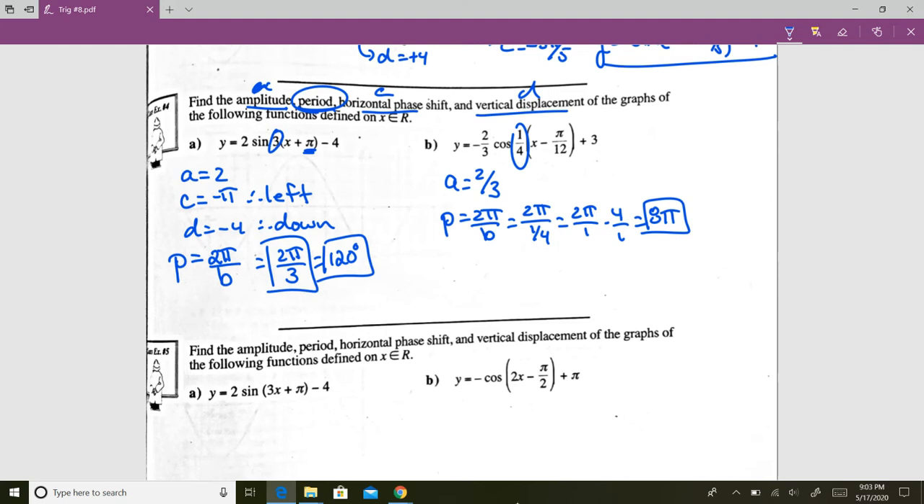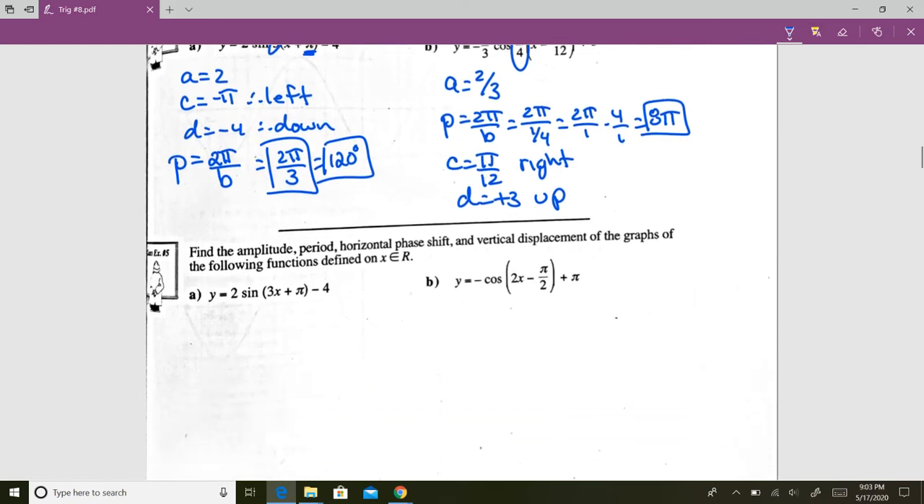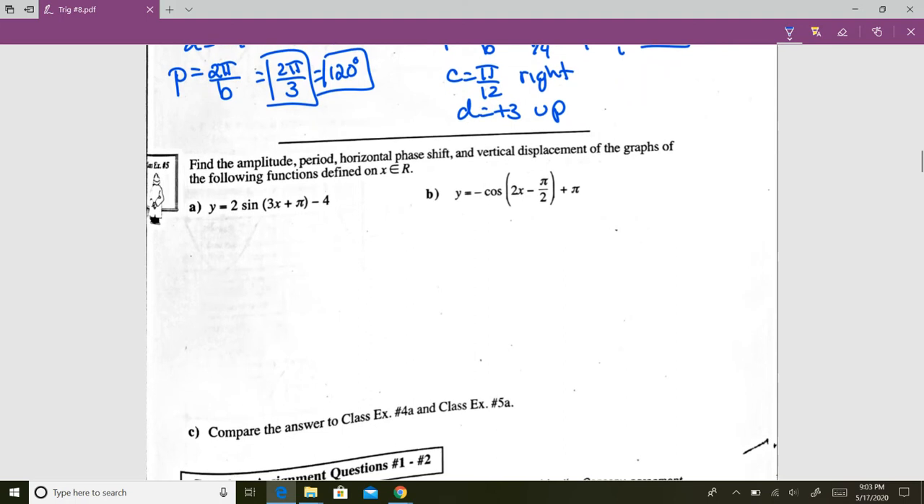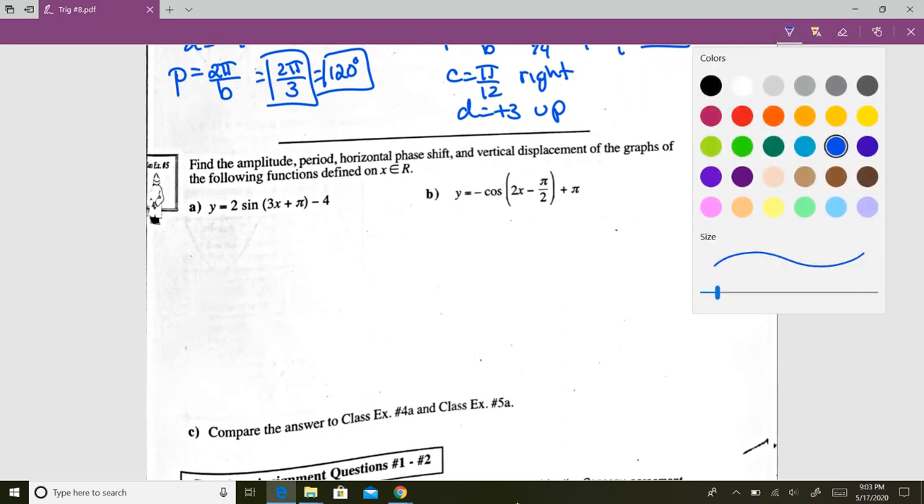That's because since we have a quarter, that's a horizontal expansion by 4, so you multiply 2 pi by 4. C value is pi over 12, which means we went right, and our d value is plus 3, so we went up 3. Okay, hopefully this is bringing back memories. Just because I feel like changing colors.